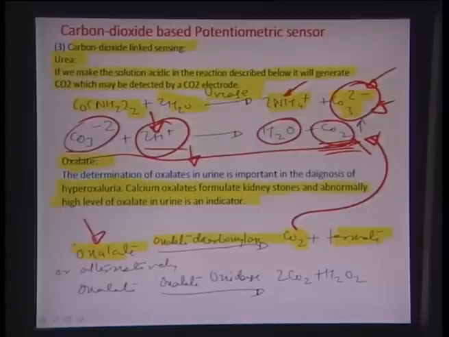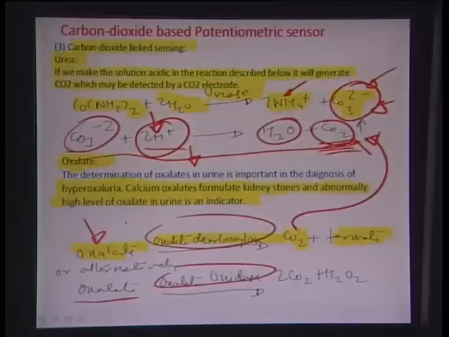Alternatively, you could also convert oxalate using another enzyme called oxalate oxidase, okay. In this case the enzyme was different, it is decarboxylase, this is oxidase, and you get converted into CO2 and H2O2. Again you could measure it using a CO2 sensor by finding out whether the CO2 level has gone up.